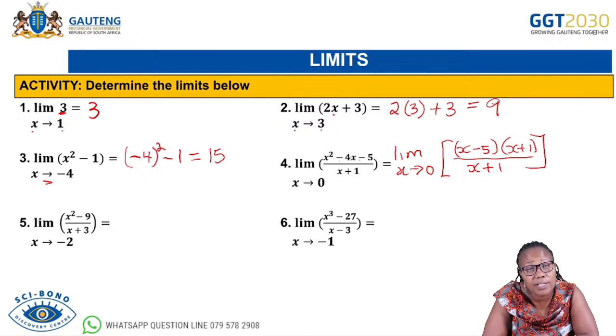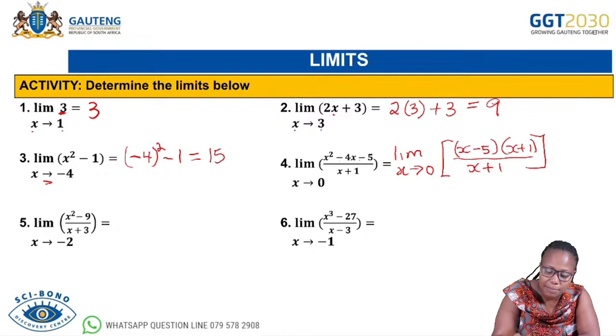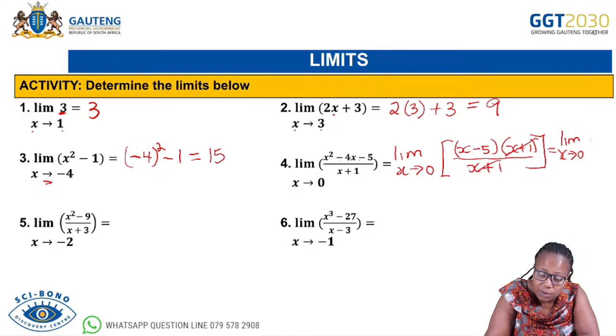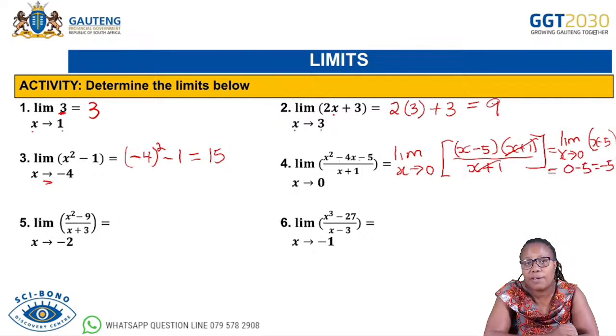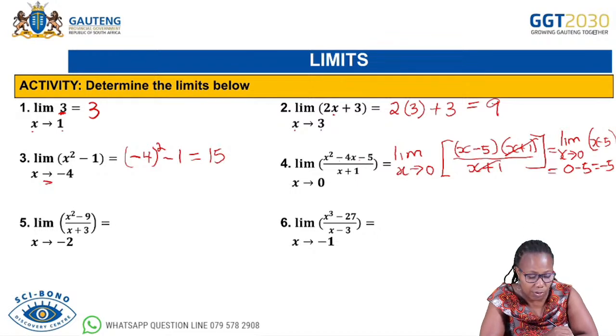Close bracket for that. Remember, I indicated to you the minute after factorization, there must be some cancellation. x plus 1, x plus 1. So we are left with what? With the limit of x approaching 0. But in bracket we now have what? The x minus 5 remaining. So this x is now approaching 0, which will be equal to 0 minus 5, giving us a what? A minus 5. Grade 12, I hope we are together.